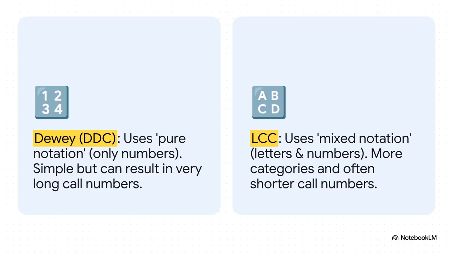One of the first things you'll notice is that they speak different languages, what librarians call their notation. Dewey uses pure notation, which just means it only uses numbers. It's simple, everyone gets it, but as subjects get more and more specific, the numbers can get ridiculously long. The LCC, on the other hand, uses mixed notation, a combo of letters and numbers. This gives it a way bigger base to start with, 21 main categories instead of Dewey's 10, which means it can handle way more subjects with shorter, more compact call numbers.